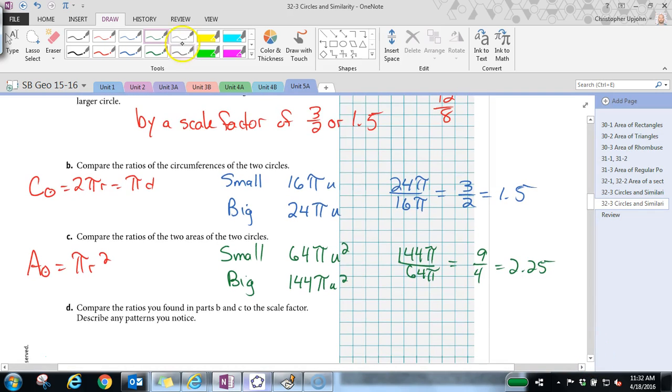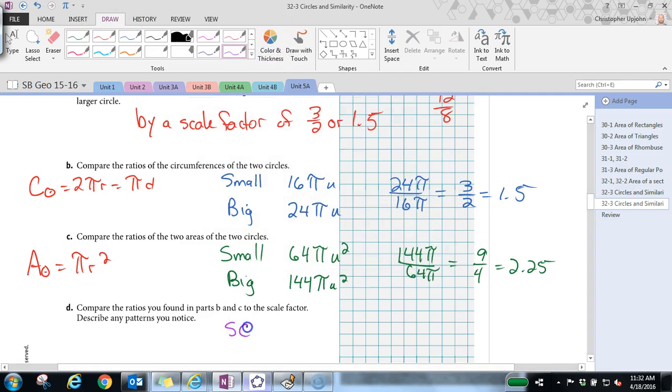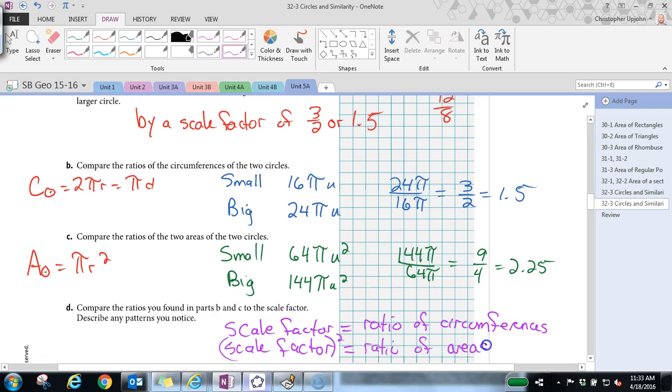Compare the ratios we found in B to C. Now, if we look at this, the scale factor equals the ratio of the circumference. But for the area, because areas are squared, the scale factor squared is the ratio of the areas. 3 squared is 9, 2 squared is 4, so 9 over 4. And there we go.